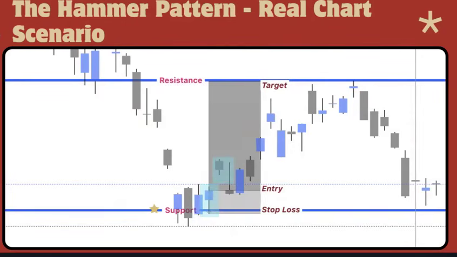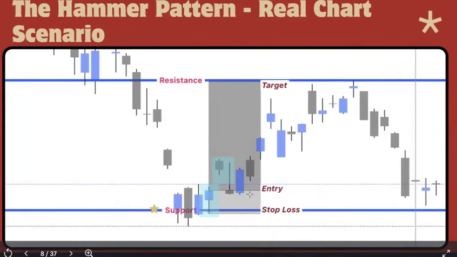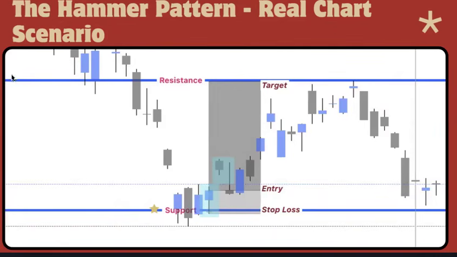That confirmation candle is your entry signal. Enter at the close of the confirmation candle or at the pullback. Stop loss is placed below the support zone or the hammer low. Target is your resistance zone.